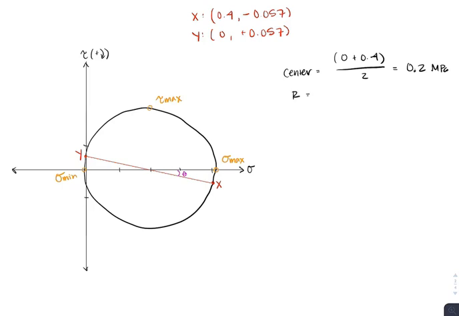Now the next thing we want to find is our radius, which we can find by taking the square root of our center, 0.2, which we just found, squared, plus 0.057 squared, which is the height of our triangle. Take the square root of that, and that'll get you 0.208 MPa. Our triangle in this case is right here. That's the triangle we're looking at, and this is going to be our R, and this is going to be our center.